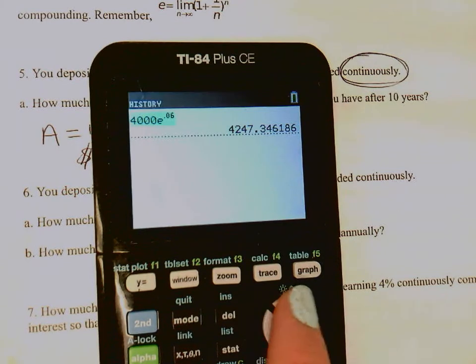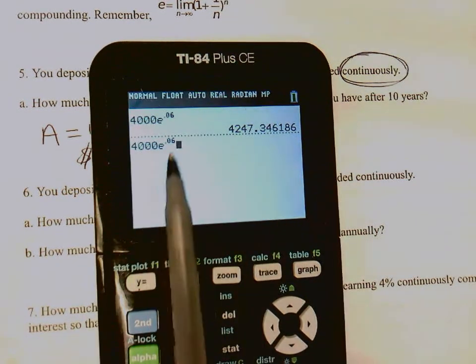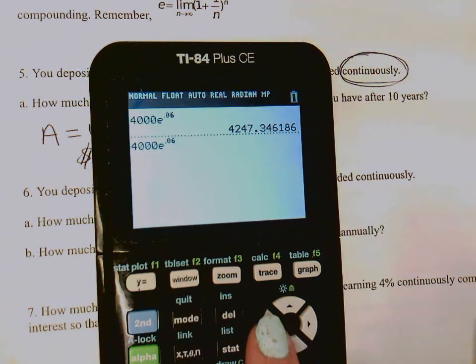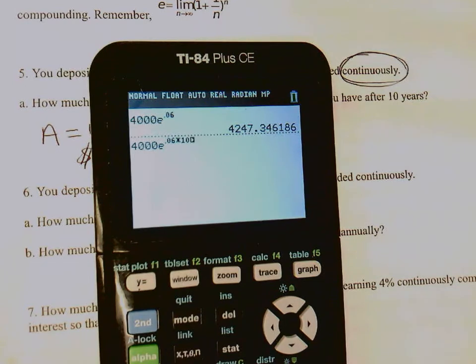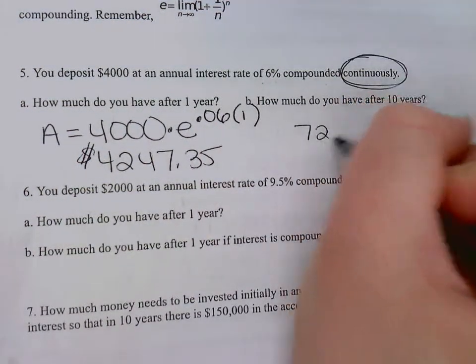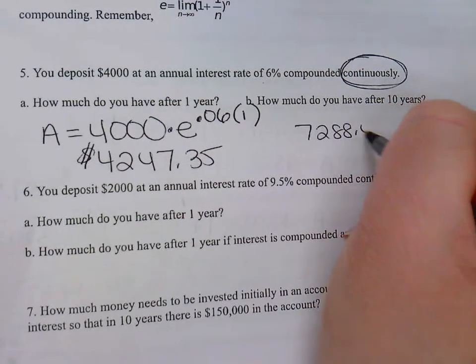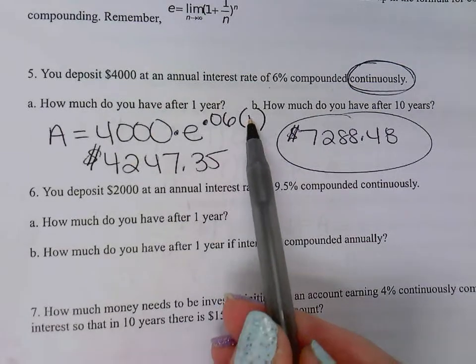So the only difference with 10 years, did you know that you can just arrow up and reselect that whole formula again? If I just arrow up and hit enter, now I've got that formula on my screen. All I have to do is multiply by 10 in the exponent, and I don't have to type it all in again. So if you just arrow up, you can grab the formula before. So that one would be 72,88, and 48 cents, right? The only thing that changes is the 10 years in that year position.